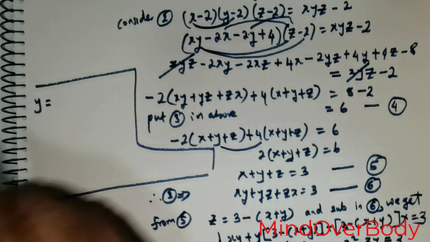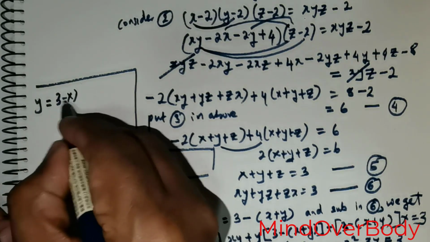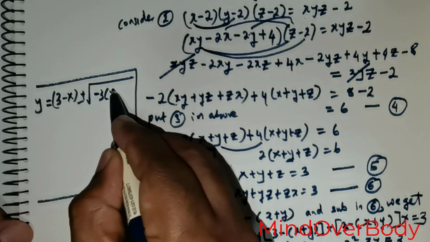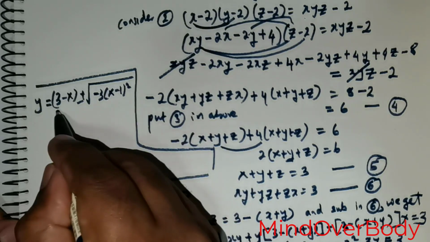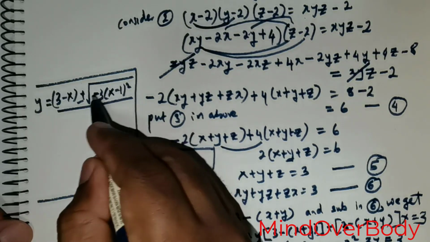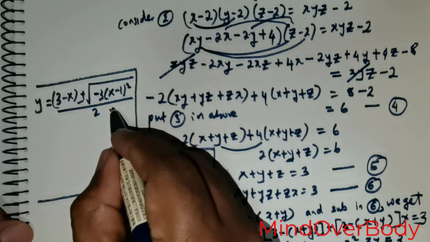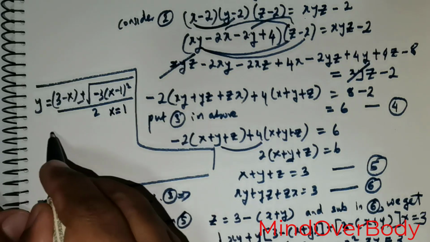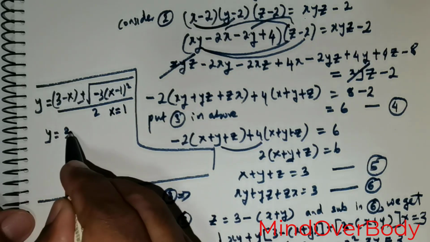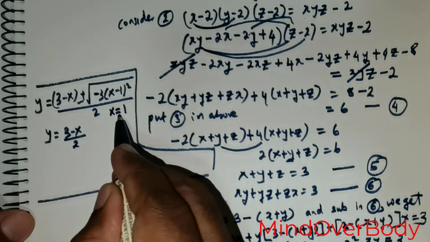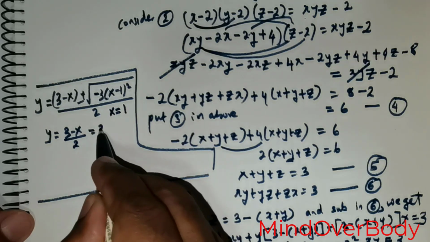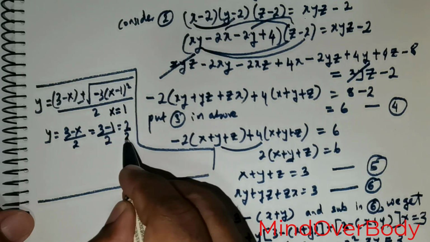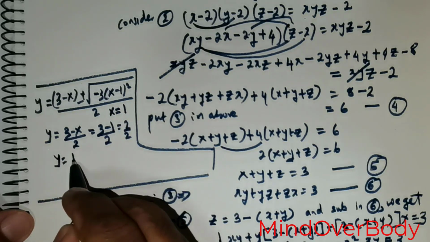So y is equal to (3 - x) plus or minus the square root of -3(x - 1)² divided by 2. This has to vanish, and it will vanish when x is equal to 1. So this becomes 0, and now we are left with y is equal to (3 - x) divided by 2. Already x is equal to 1, so this would mean (3 - 1) divided by 2, which is nothing but 2 over 2, which means y is equal to 1.